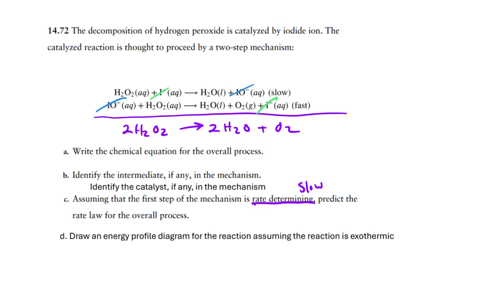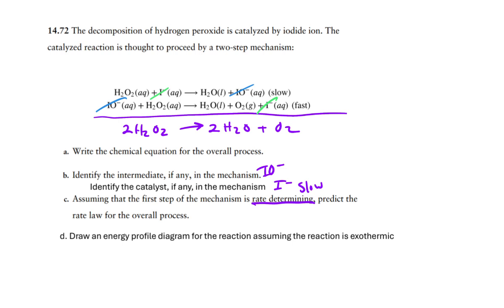What intermediates or intermediate do we have? IO minus, yes. So IO minus is going to be the intermediate. It's produced in the first step and used in the second step. Okay? What about catalyst? Yeah, I minus. So I minus is our catalyst. We know it's a catalyst because it's a reactant in the first step and it shows up in a product in the last step. Okay, so it wasn't consumed in the reaction per se. It was used, but it wasn't consumed. Okay. Does that make sense? Okay.